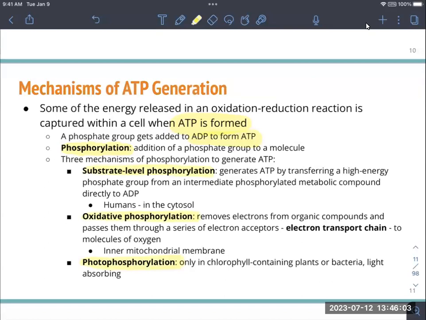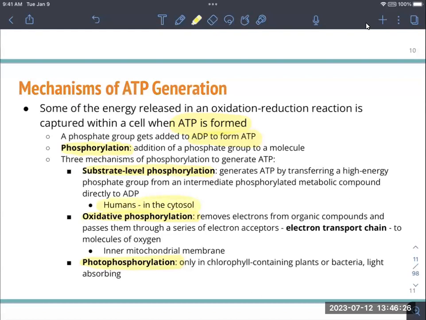Substrate level phosphorylation is going to generate ATP by taking that phosphate group and attaching it directly to ADP. This is happening in the cytosol. This is happening during glycolysis.